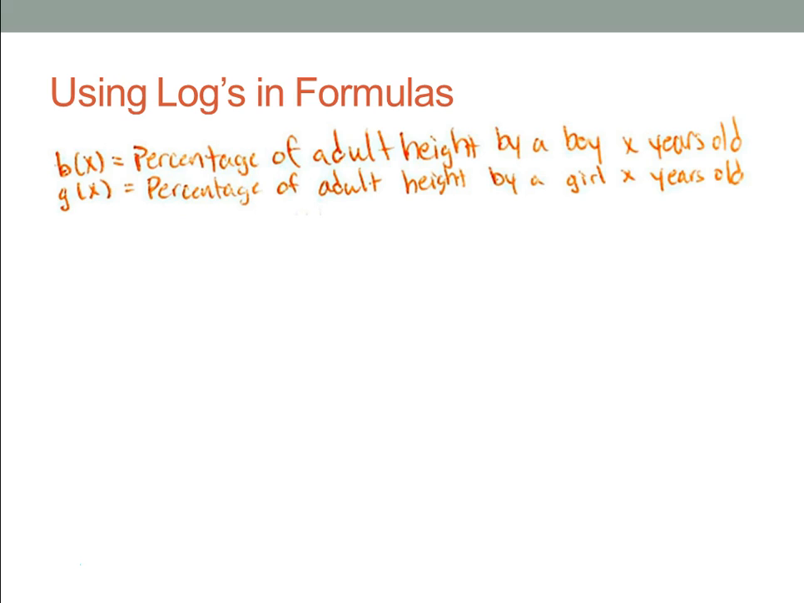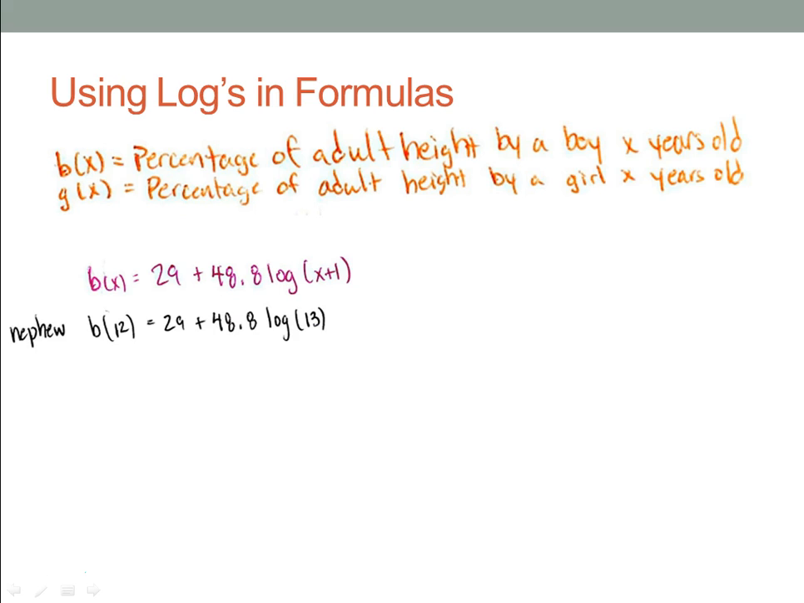But if you have a young one in your life, like a niece or a nephew, like I do, then you can use this function b of x, which models the percentage of adult height by a boy x years old. I can use my nephew as an example. My nephew at the time of this recording is 12 years old. So I plug in 12 to this part of the function. Now, 12 plus 1 is 13. Using my calculator, I can evaluate that function and find out that he is actually 83.4% of his adult height. He's got room to grow, and he's 12. This guy is going to be growing tall.